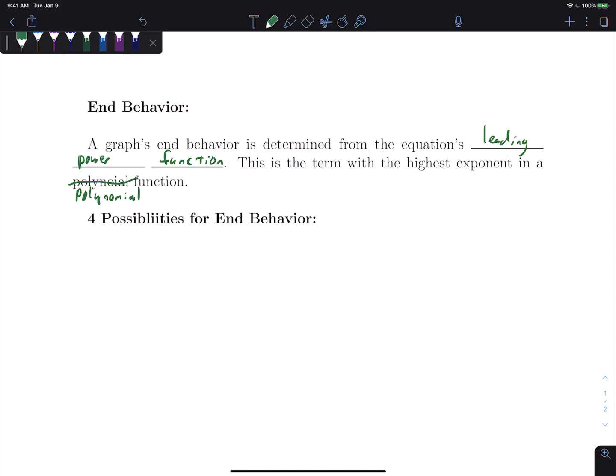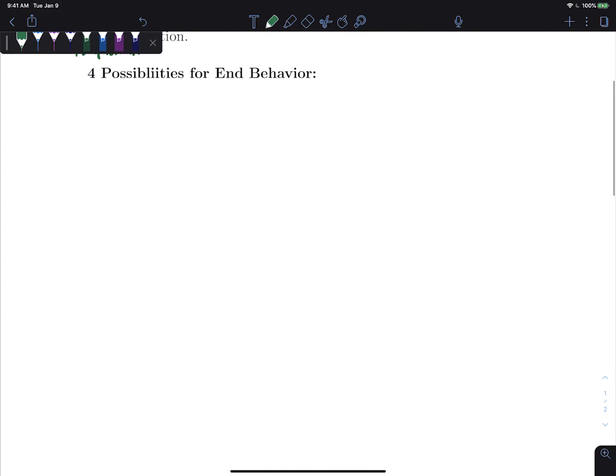Excellent. So here's the thing. There are four possibilities for end behavior. And this all has to do with the degree of the power function. So if the degree is even, we have two different possibilities, and it all depends upon whether the coefficient is positive or negative.